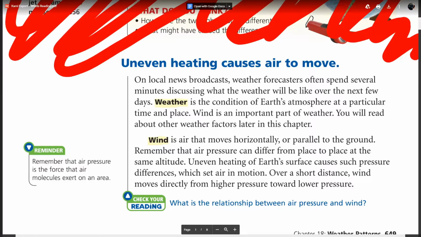Remember that air pressure can differ from place to place at the same altitude. Uneven heating of Earth's surface causes such pressure differences, which set air in motion. Over a short distance, wind moves directly from higher pressure towards lower pressure. Remember that air pressure is the force that air molecules exert on an area.